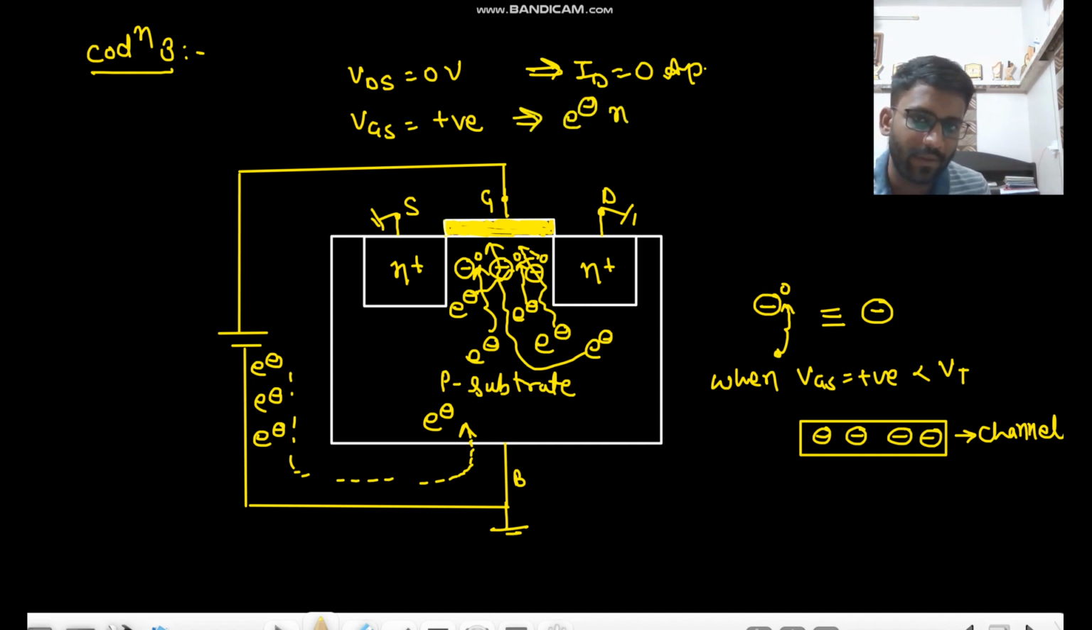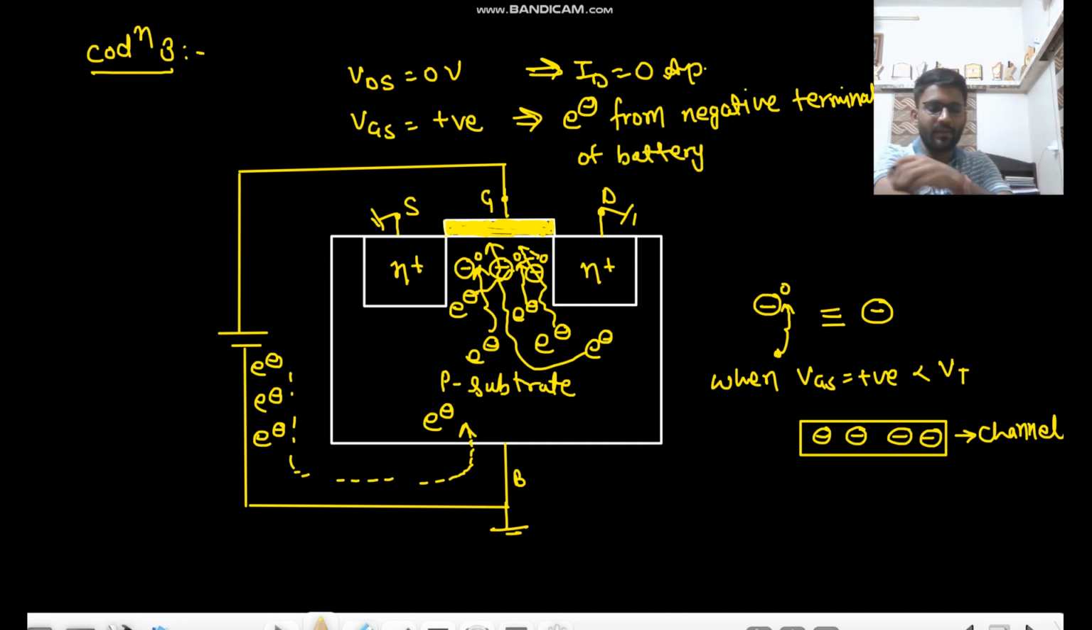Electron from the negative terminal of the battery. What should we write? It gets into the semiconductor.